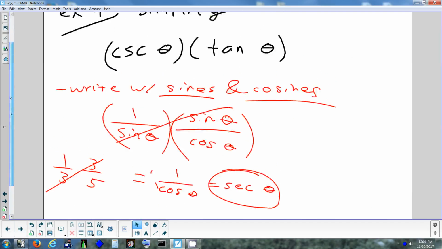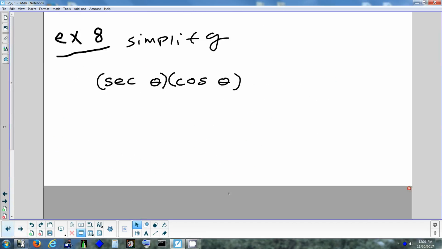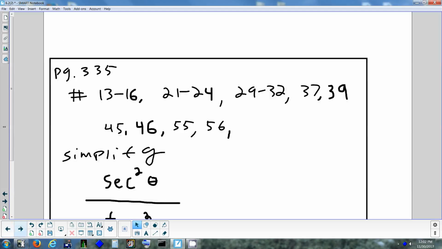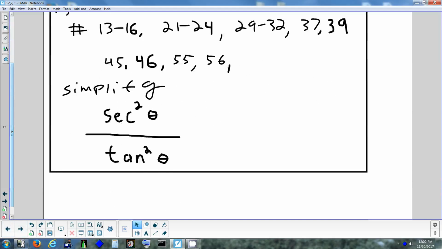The point with something like this is you start out with something that maybe has multiple trig functions, and when you're done, it should look simple. That's the goal. If you want another one to try, that would be a good one to practice for the test. You could try example 8 on your own. It's going to be very, very similar to the one we just did. In fact, do example 8 instead of this one as the homework.